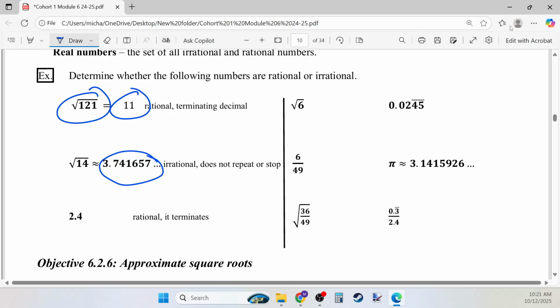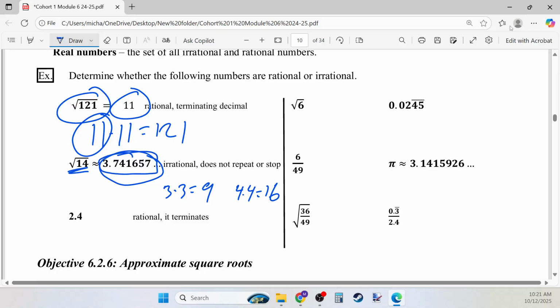The square root of 121 is nice because it's just 11 times 11 equals 121. So the square root is 11. The square root of 14 is not nice. 3 times 3 equals 9, which is less than 14. 4 times 4 equals 16, which is more than 14. So the square root of 14 is between those two numbers, between 3 and 4. Any square root of an integer that is not also an integer is going to be irrational.